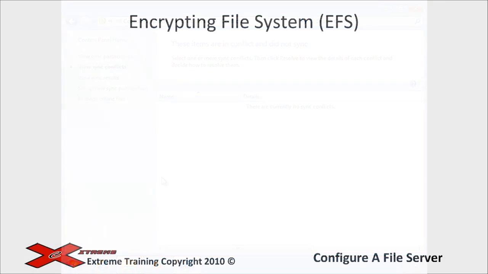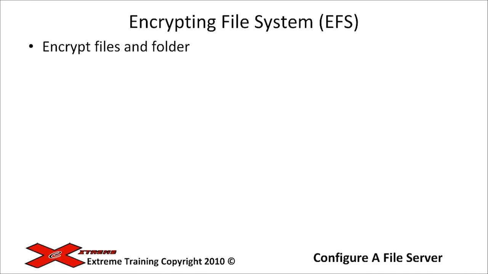The encrypting file system, or EFS, is a method of encrypting files and folders on your hard disk. You can use EFS to encrypt any file or folder on your hard disk. EFS protects your hard disk from offline attacks. An offline attack is when the hard disk is accessed when the operating system is not running.